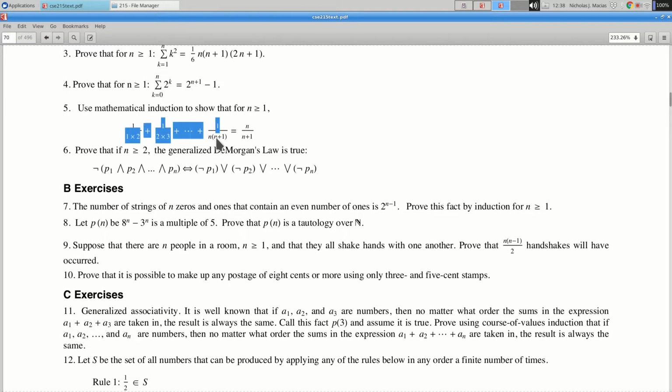Okay, this one looks nice and gnarly. Let's try this one. 1 over 1 times 2 plus 1 over 2 times 3, up through 1 over n times n plus 1 equals n over n plus 1, n bigger than or equal to 1.